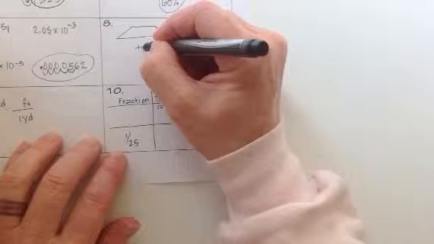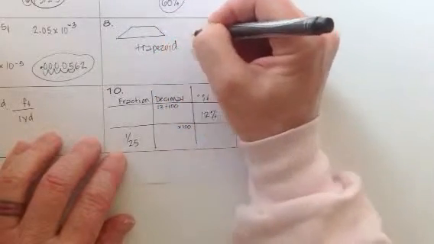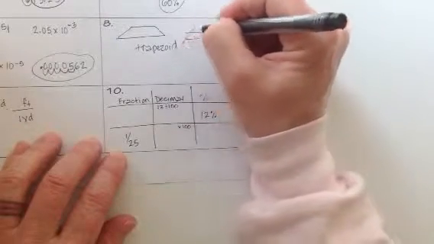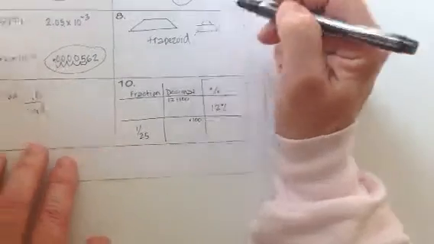Number 8 says draw 2 parallel lines with 2 not parallel lines. What did you get? A trapezoid. Okay, these are parallel. They're never going to meet. These are not. They are going to meet. So a pair of parallel and a pair of not parallel.